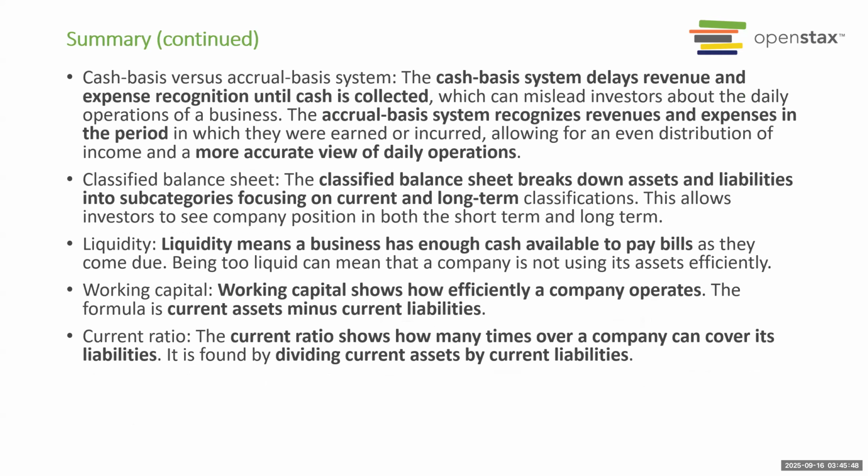We've talked about cash versus accrual basis of accounting. We've talked about the classified balance sheet, breaking down assets and liabilities into subcategories like current and long-term classifications. We talked about the liquidity ratios and what they mean for cash and the ability to pay short-term debt. We talked about working capital and the current ratio.